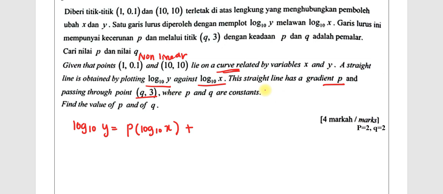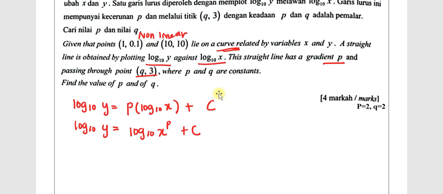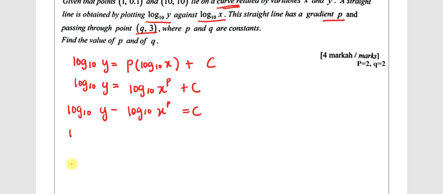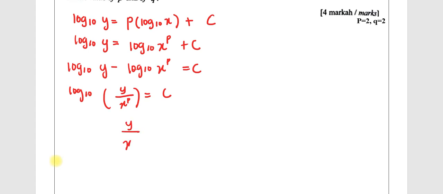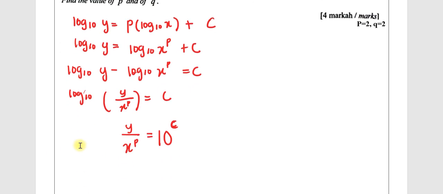How do we do this? Passing through Q3. C we don't know. Okay, never mind, I'll put C first. The y-intercept we know, so I put C first. So how will it become? Okay. Log 10y equals P log 10x plus C. We bring the log to one place. It will become like this. Then y over x power P equals 10 comes from there becoming the base, and C becomes the index. Okay, this is the non-linear equation that I can express.